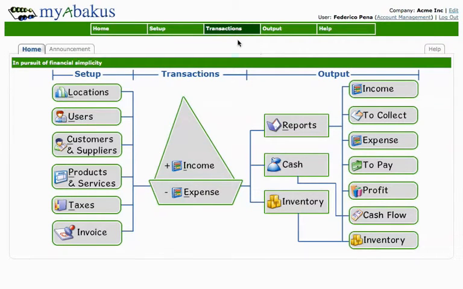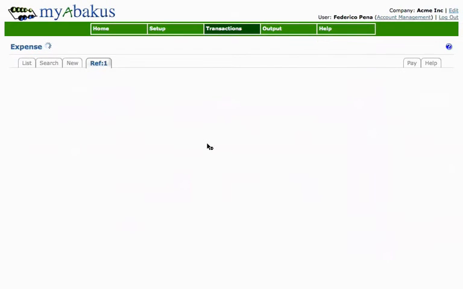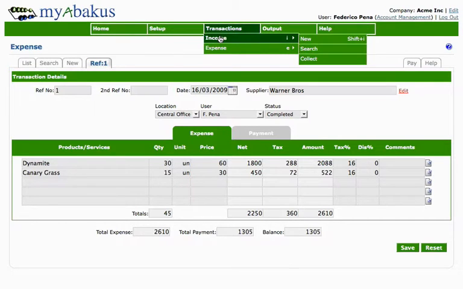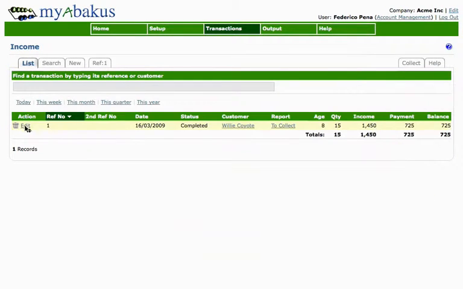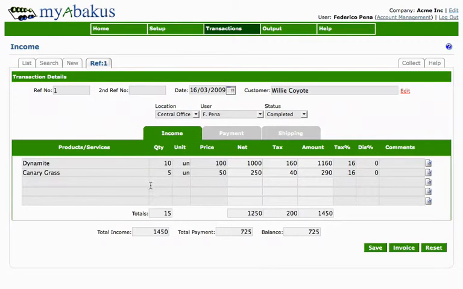Let's quickly review where we left in regards to products after the last videos. We go to Expense, click Edit to review the transaction details, and we can see we bought 30 units of dynamite, and 15 of canary grass for a total of 45. Now we go to Income, click Edit to do the same, and see we sold 10 units of dynamite, and 5 of canary grass for a total of 15.